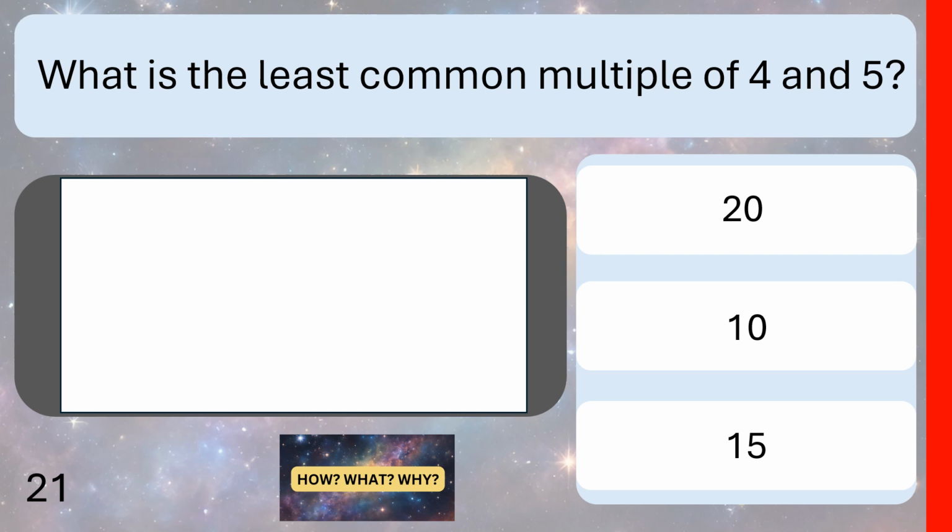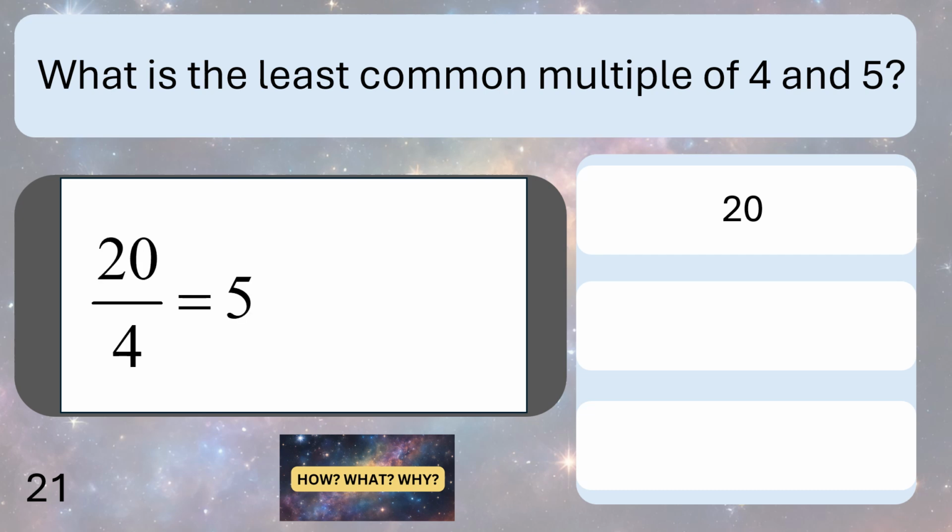What is the least common multiple of 4 and 5? So what is the lowest number that 4 and 5 can go into? Is it 20, 10, or 15? So 20 is the lowest common number here that 4 and 5 can go into, because 20 divided by 4 equals 5, and 20 divided by 5 equals 4.